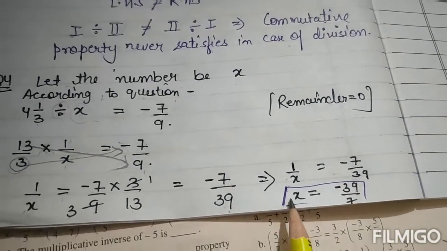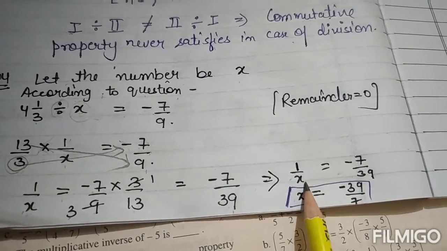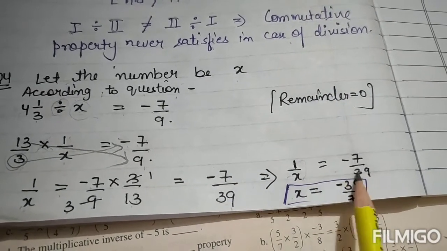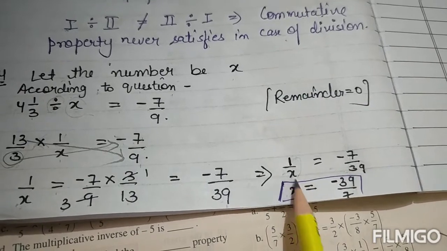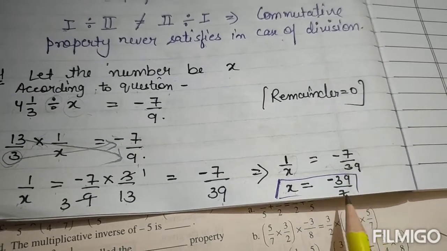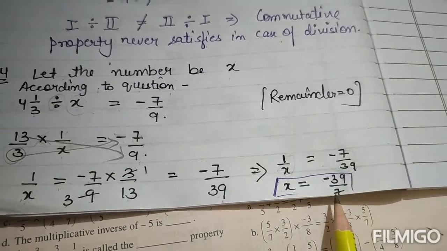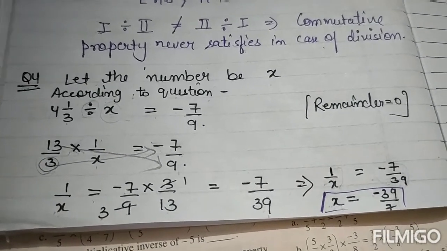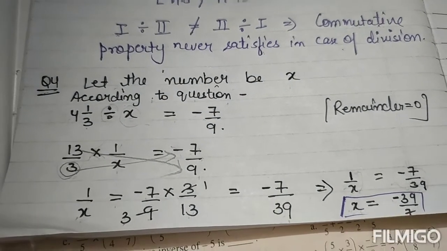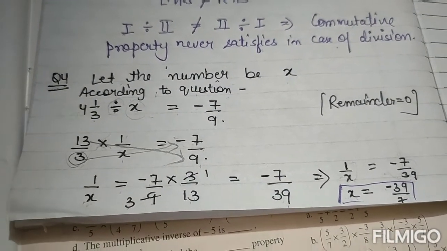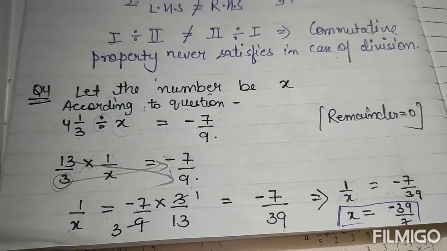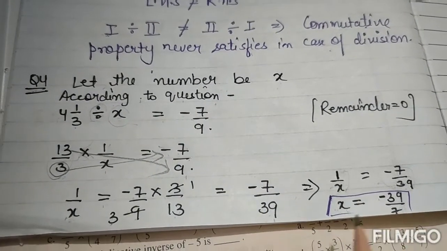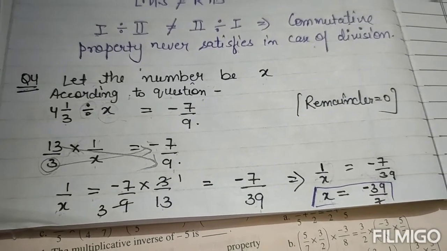Right? So to write x, you have to take the reciprocal of both these numbers. The reciprocal of 1 by x will be x, and the reciprocal of this number will be minus 39 by 7. So the value of x will be minus 39 by 7. So you have got the number. The number we let be x is minus 39 by 7.